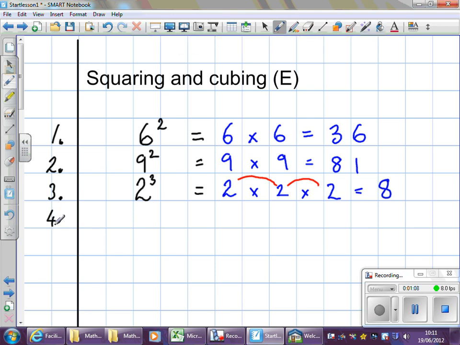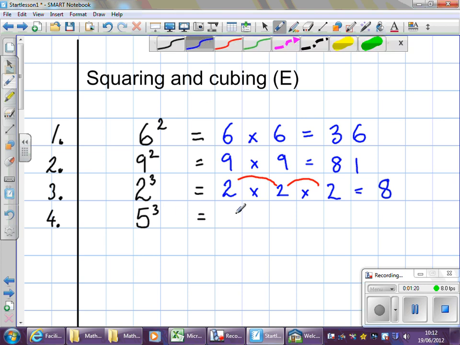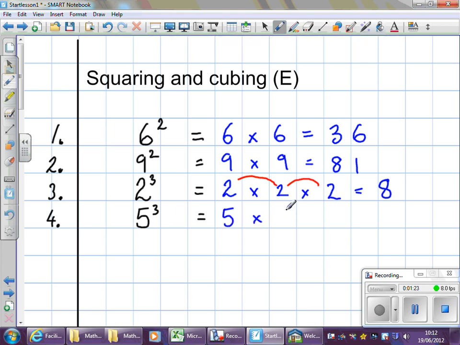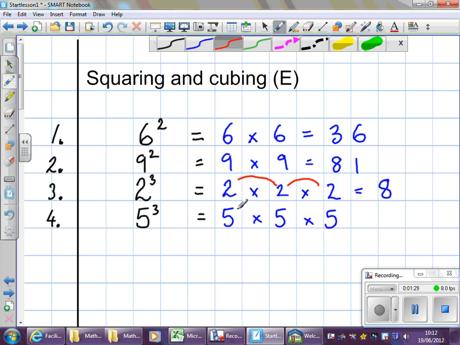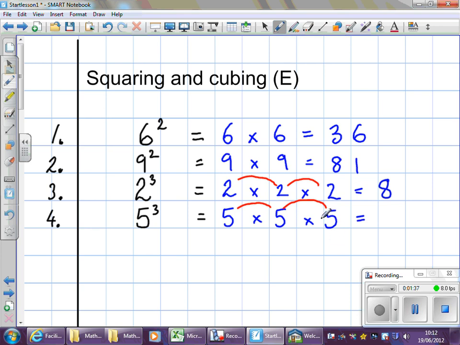Another one involving cubing, question 4. A harder one you're expected to know. 5 cubed, or 5 to the power 3. That's 5 times 5 times 5. 5 times 5 is 25. What's 25 times 5? I thought you might know that. 125.